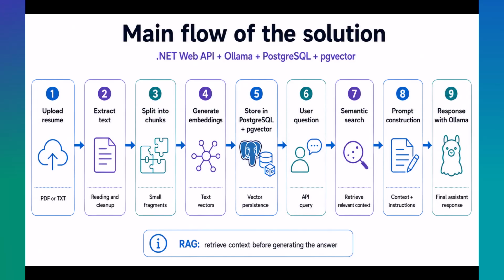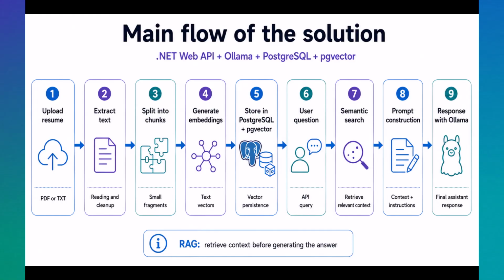Then, the application uses that embedding to search for the most relevant chunks of the CV stored in PostgreSQL with pgvector. After that, the system builds a prompt. This prompt contains three important parts: the role of the system, the retrieved context from the CV, and the original user question. Finally, the prompt is sent to Ollama. Ollama generates the answer using only the provided context.